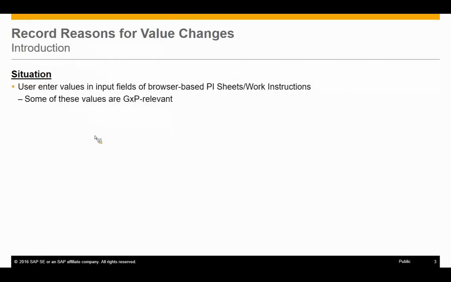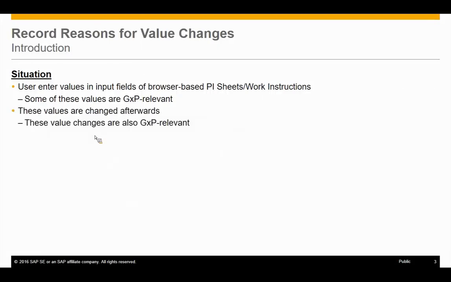What's the situation when recording reasons for value change may become important? So you all know that people that work with browser-based PI sheets and electronic work instructions are used to enter values in the input fields that you previously defined during the design time when you use XSteps or characteristic-based process instructions. And of course, for those of you who are working in the GMP or GXP environment, some of these values that the user enters are GMP or GXP relevant.